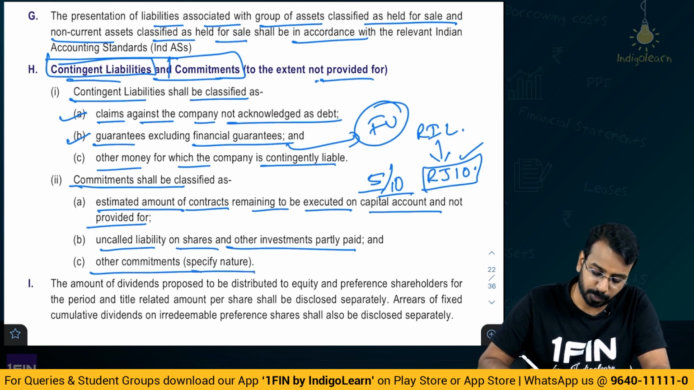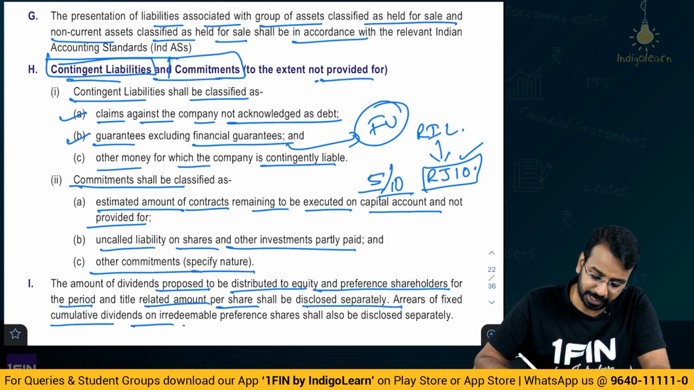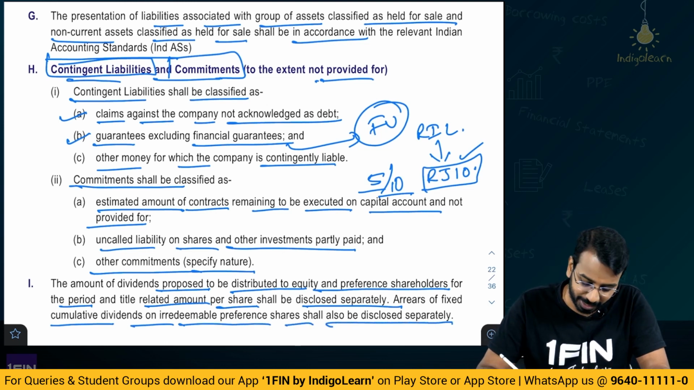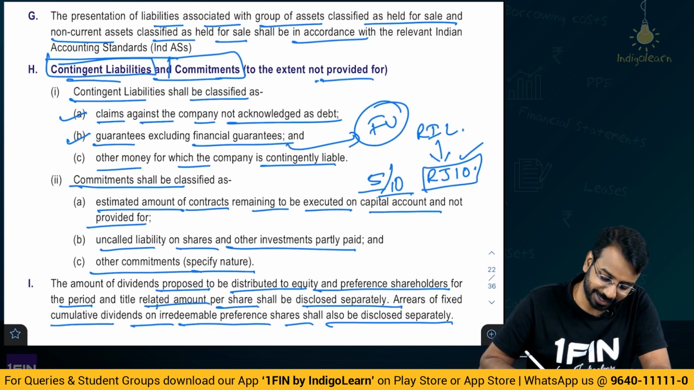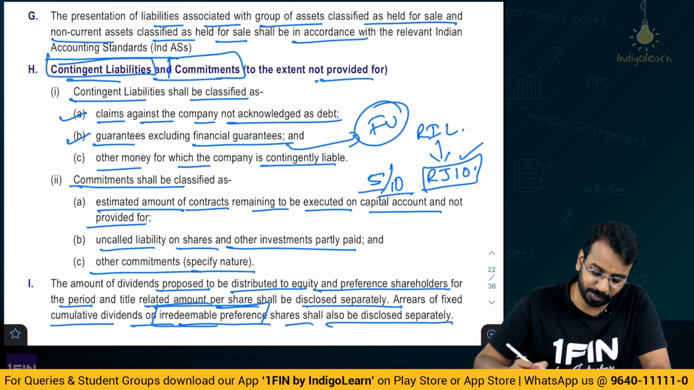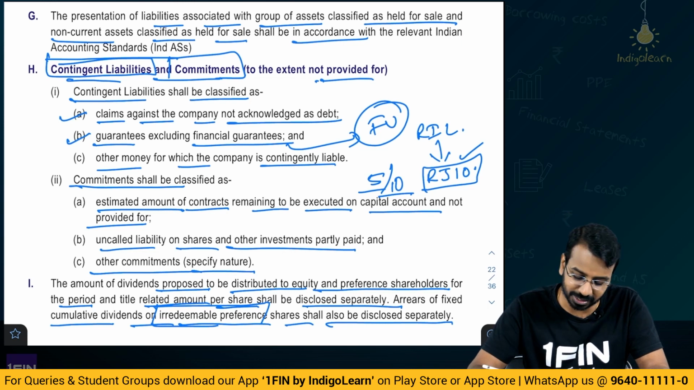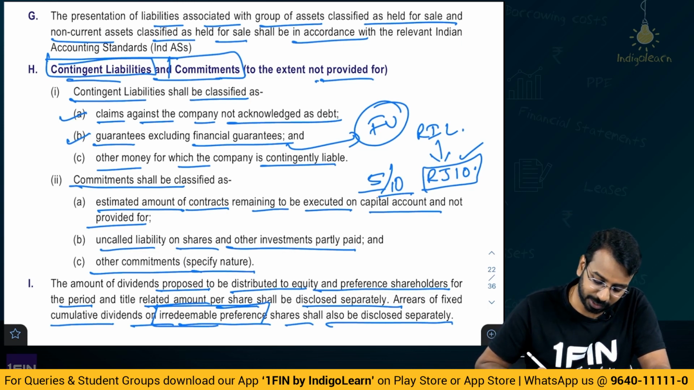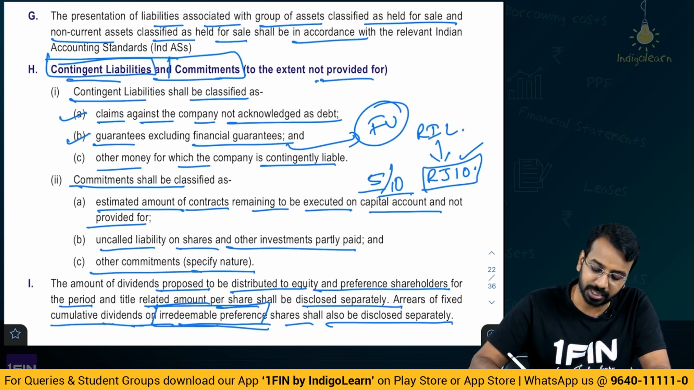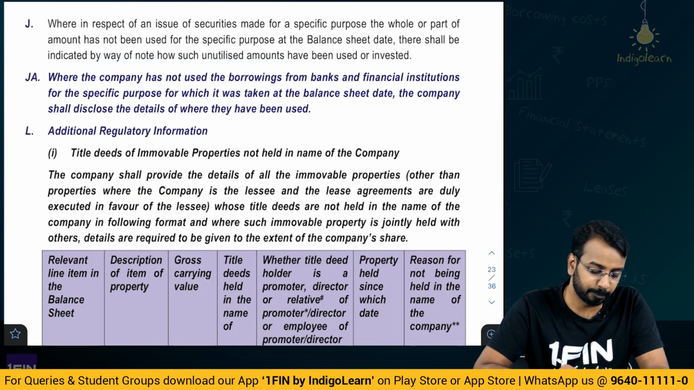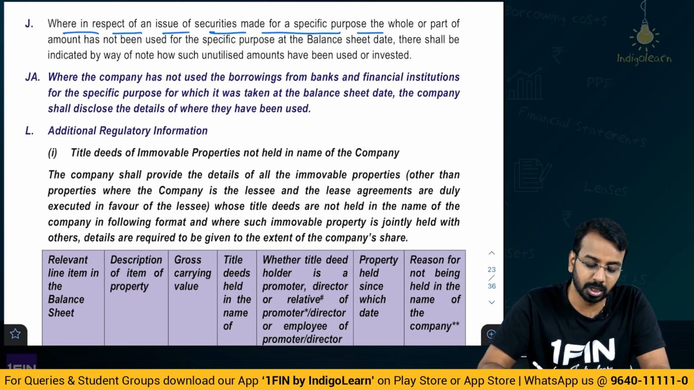Then, the amount of dividends proposed to be distributed to equity and preference shareholders for the period and the related amount per share shall be disclosed separately. Arrears of fixed cumulative dividends on irredeemable preference shares shall also be disclosed separately. Sometimes it's inconsistent. You can't have irredeemable preference shares in India, right? But still, they have given that if there is any cumulative dividend on irredeemable preference shares, it has to be disclosed separately.